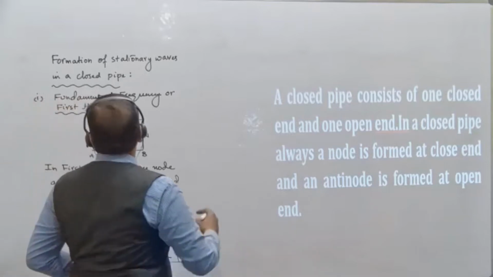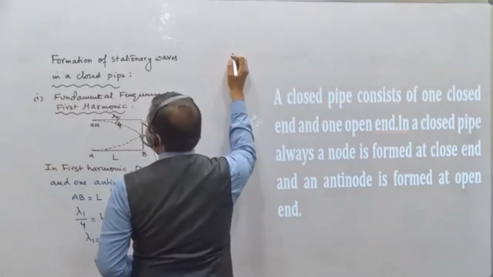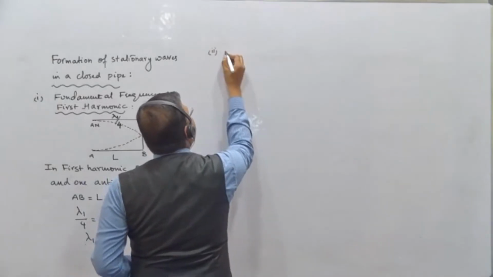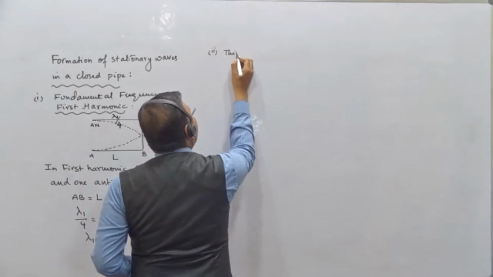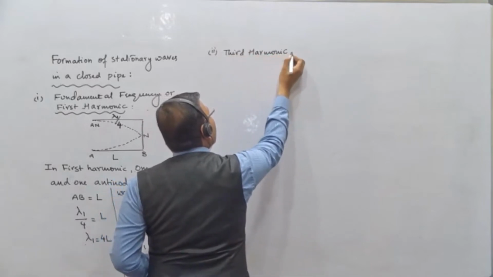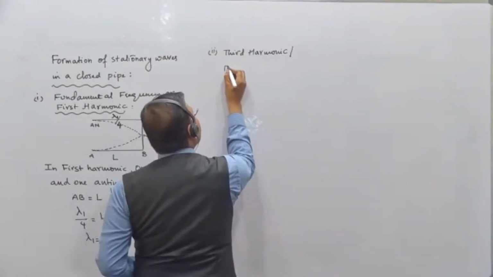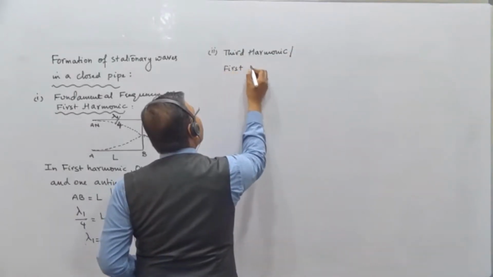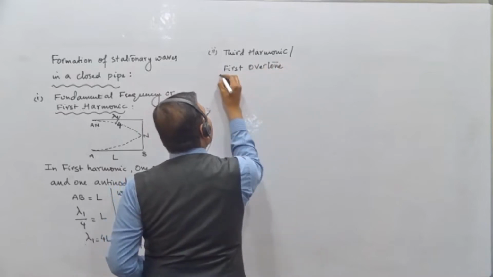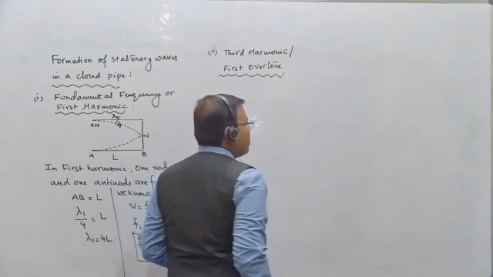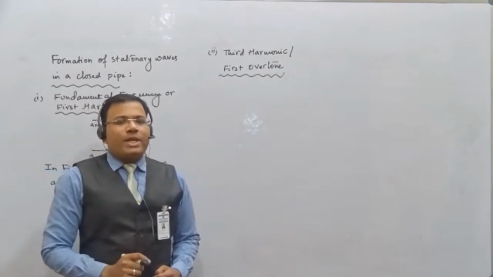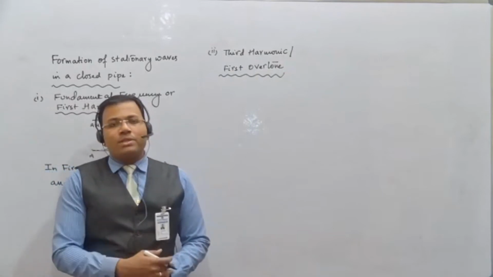Next, let us go for another situation that we are going to get. Here we are going to get the third harmonic, or the first overtone. Third harmonic or the first overtone. Now, students, why are we getting this third harmonic and why are we calling it the first overtone?